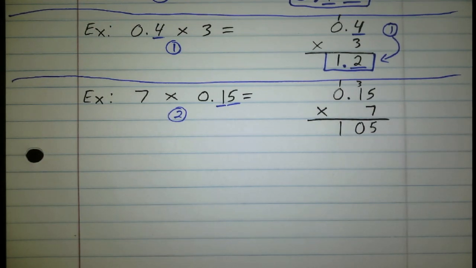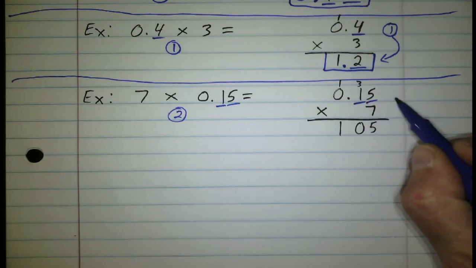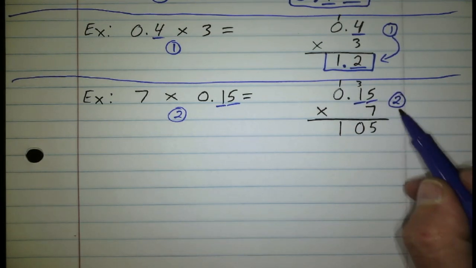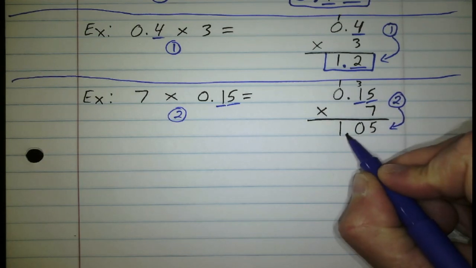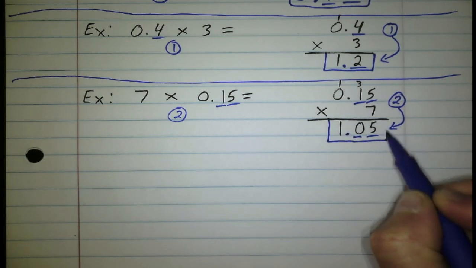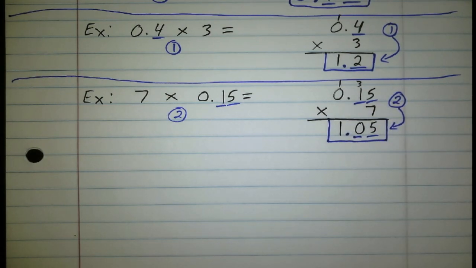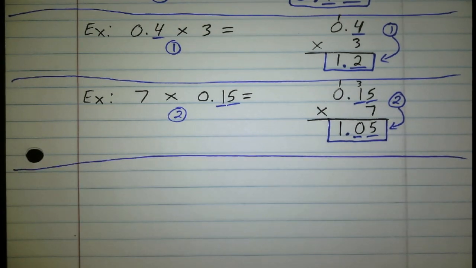And we need to remember, now that we're done, we had 2 numbers behind the decimal in the problem, so we need to have 2 numbers behind the decimal in our answer. So our decimal is going to go right there because the 0 and the 5 would make our 2 numbers behind the decimal. 1.05 is our answer. I'm going to draw a line and we'll do another example.